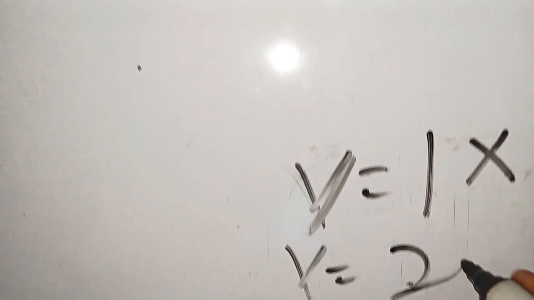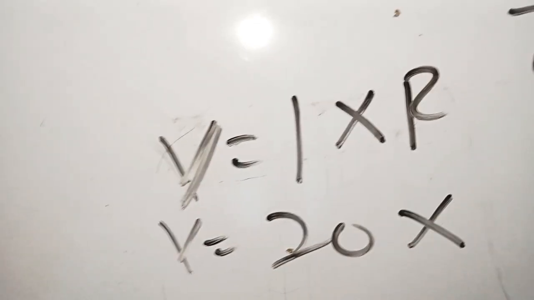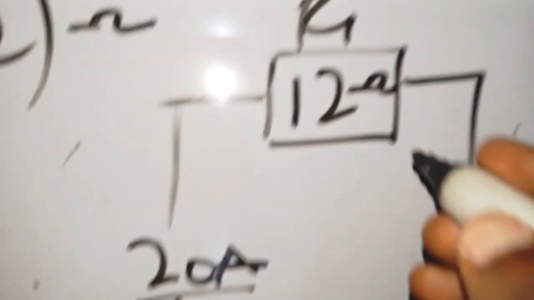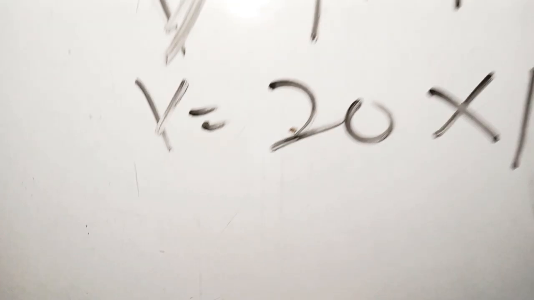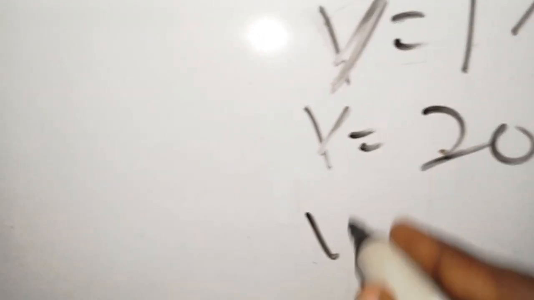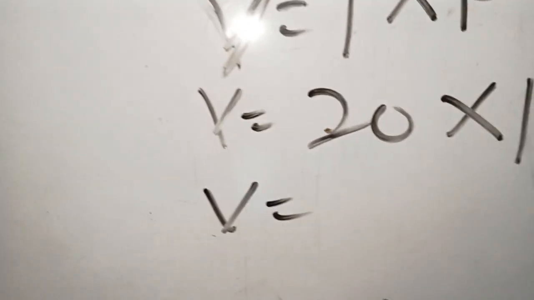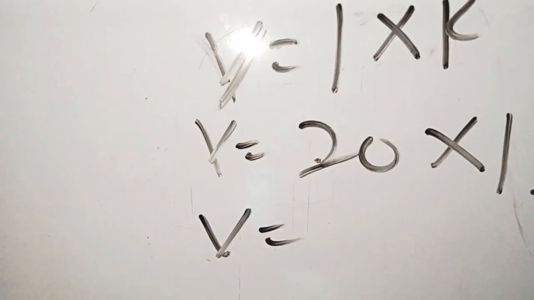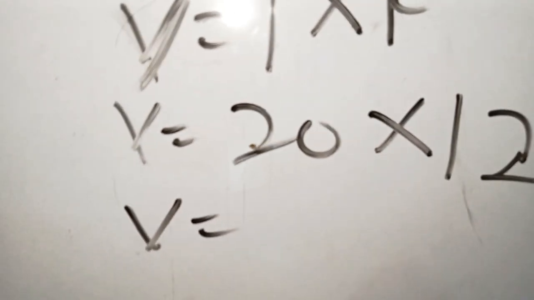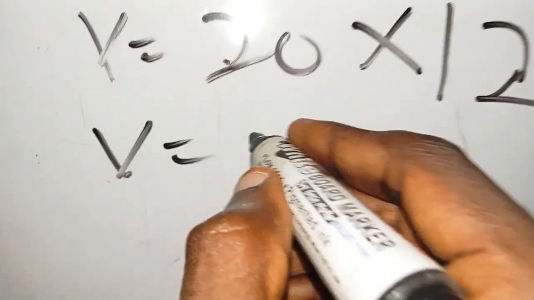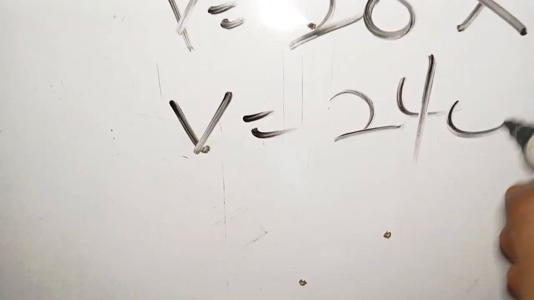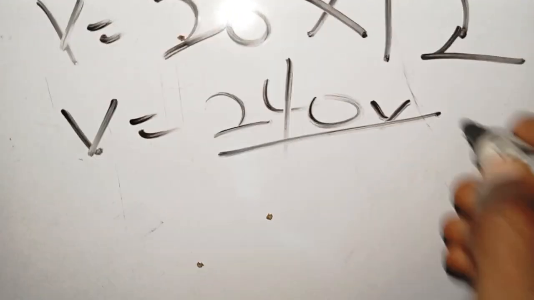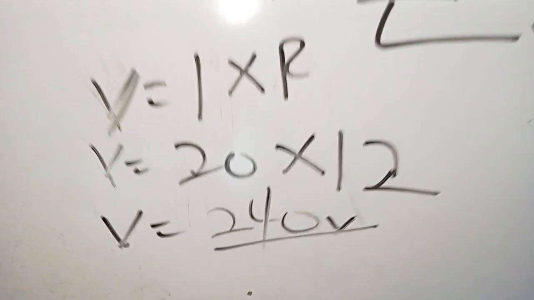So 20 times the resistor, our total resistor, which is 12. So our V is equal to 20 times 12, which is 240 volts, our total voltage.